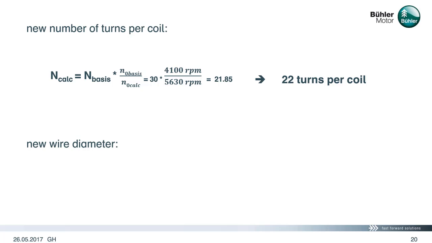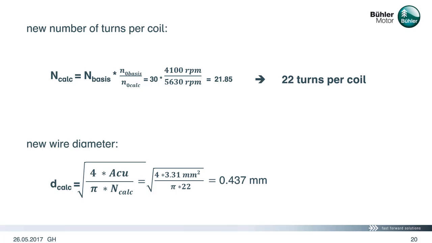Calculating the new wire diameter now means the new wire diameter D sub calc is the square root of 4 times our copper filling divided by pi multiplied by the number of turns that we have calculated. And the result of this calculation would be 0.437 millimeter. But as we can only use standard wire diameters, we have to look up what is the next closest wire diameter in the standard range. In this case, it would be 0.425 millimeters. In order to be safe concerning the copper filling, the next smaller wire diameter should be used.